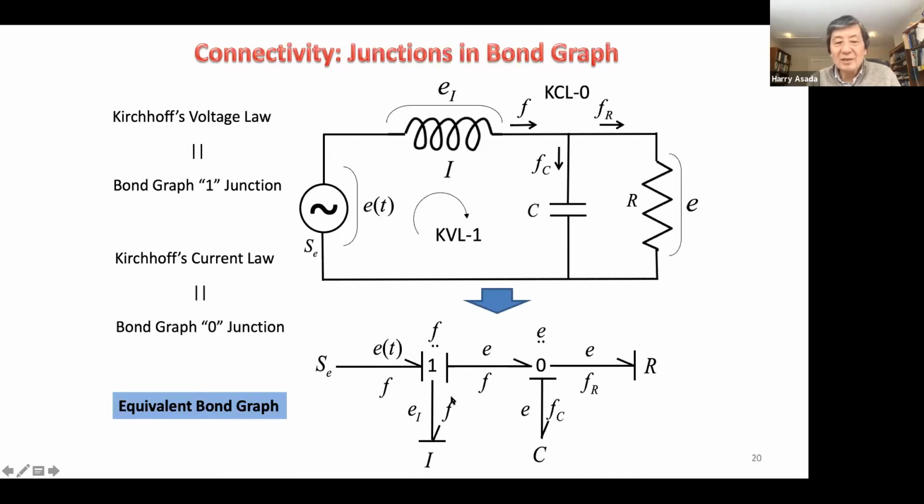And the other side of the variables are effort versus flow. The flow here is common, and at the zero junction, Kirchhoff current law, voltage basically remains the same. Voltage E remains the same. The other side sums to zero.